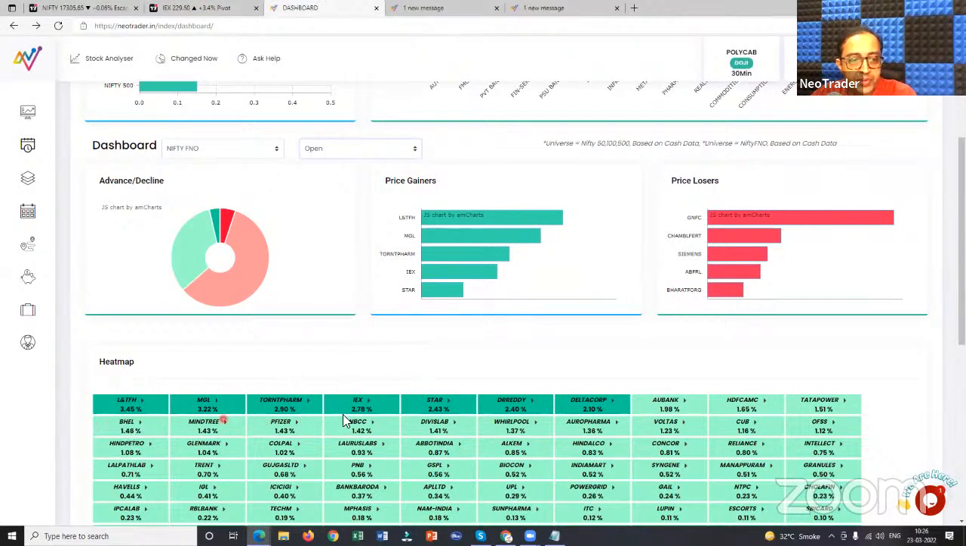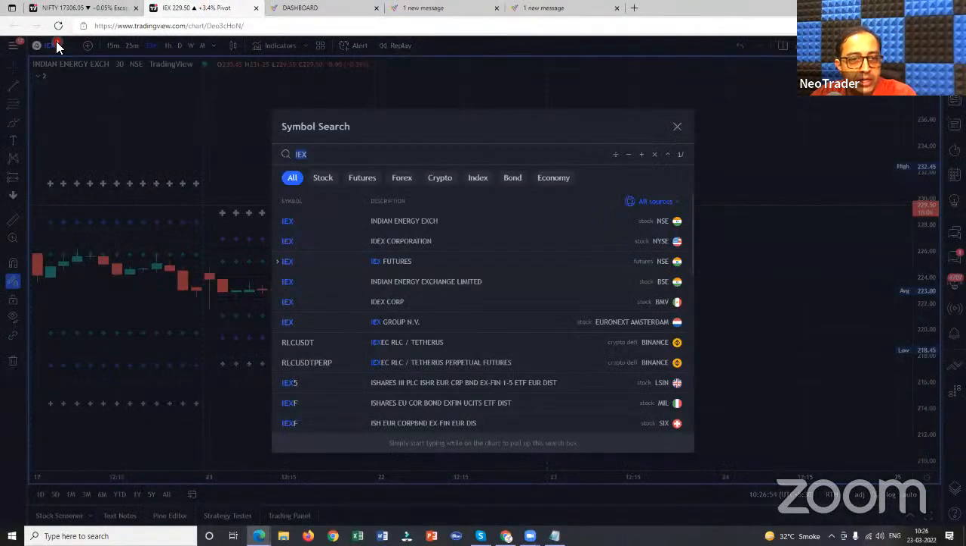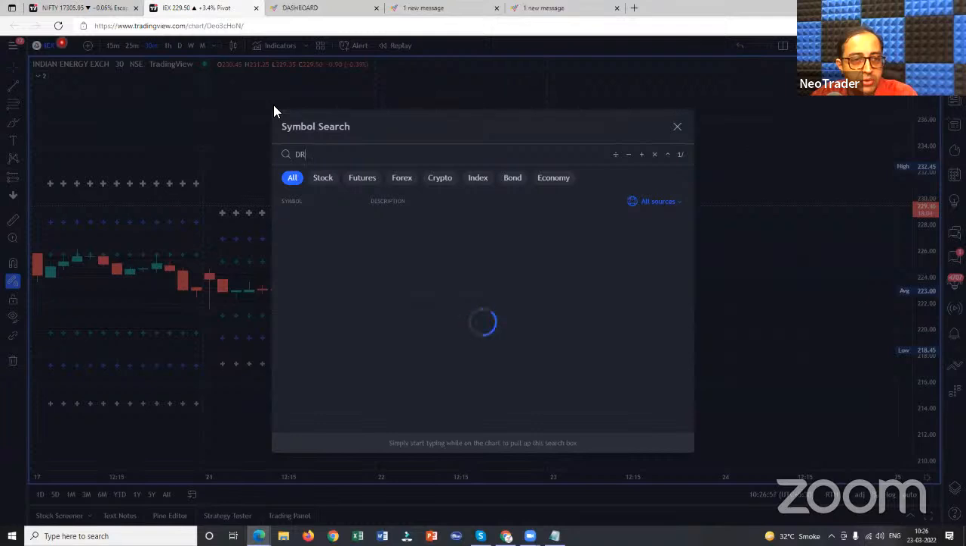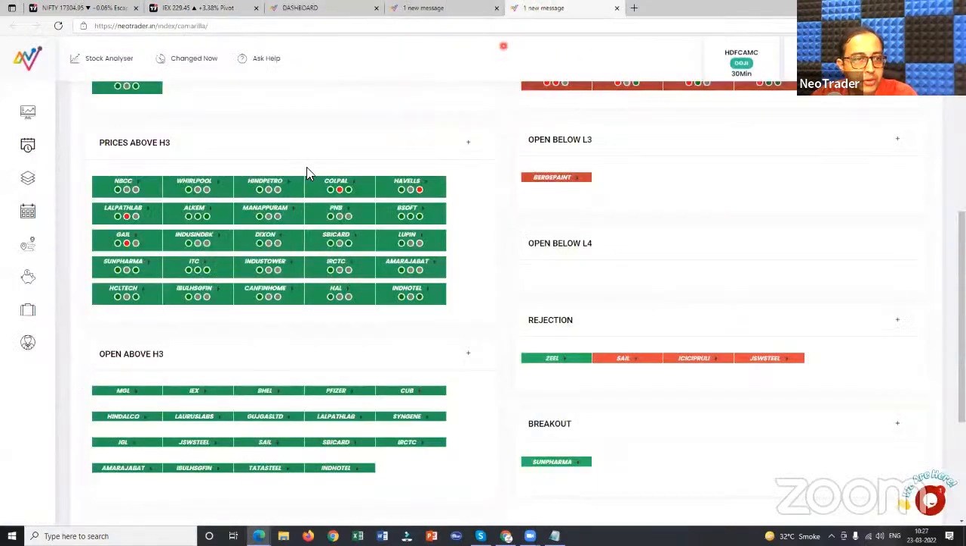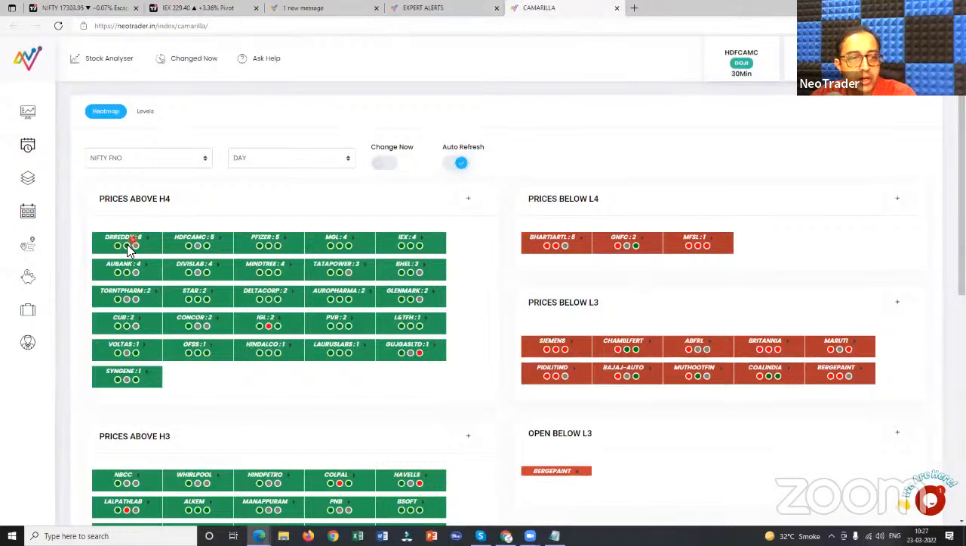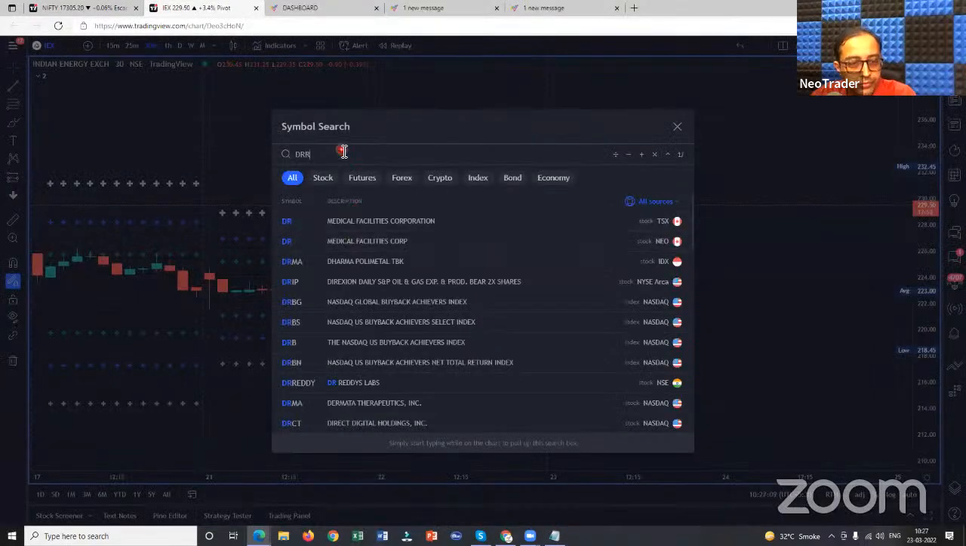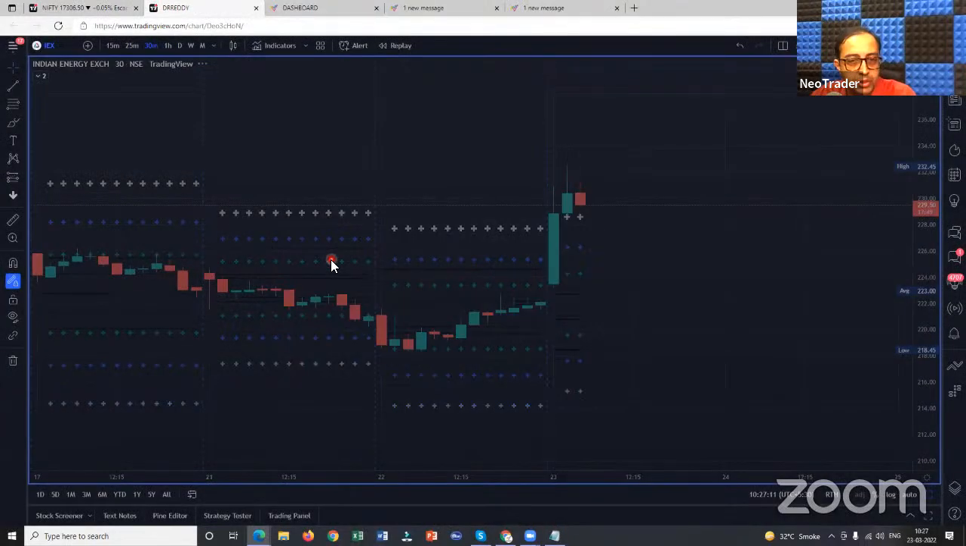Now again, we are seeing that there is Torrent Pharma, Dr. D. So again, let's go back and check out Dr. Reddy, which had a good score here, right? So if you see here in the Camarilla, Dr. Reddy has got a high score. So let's go and check on Dr. Reddy and see what are the possibilities. So what is it looking like? How is the setup? And how can we initiate trade?